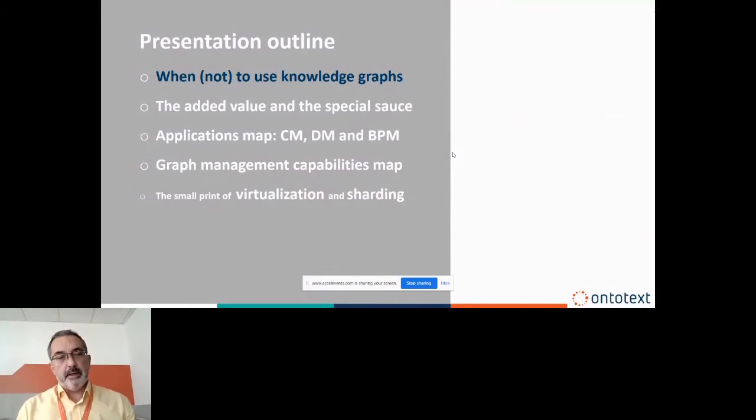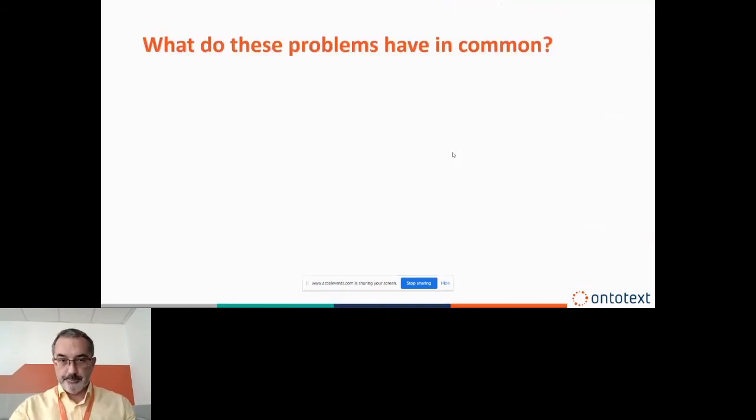And then at the end, as part of this graph management capabilities map, I'll also make a quick introduction on the agenda for the next couple of days, so that you can get a better sense what to expect and how the different tracks work. If we have the time, I will also talk a little bit on the fine print, the small print that you should be careful about when you adopt virtualization, sharding, and some other technology. So let's get it moving.